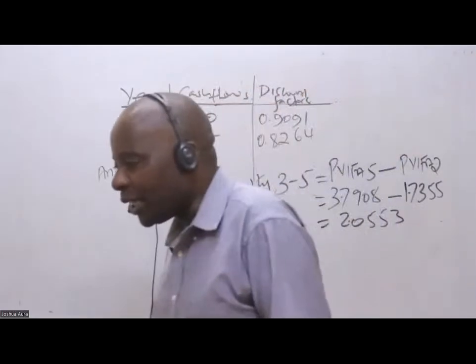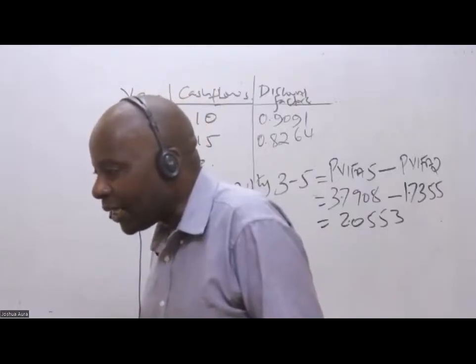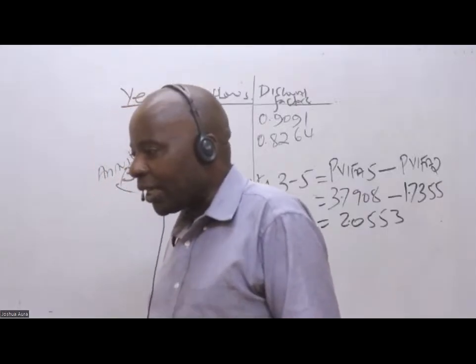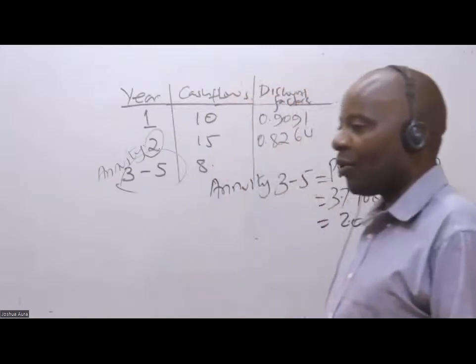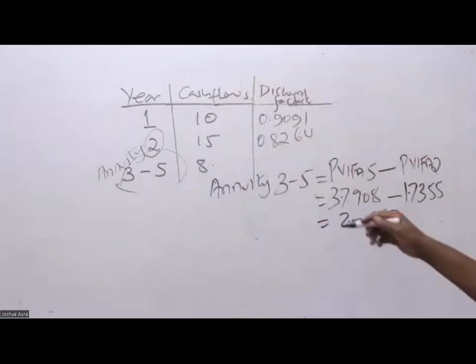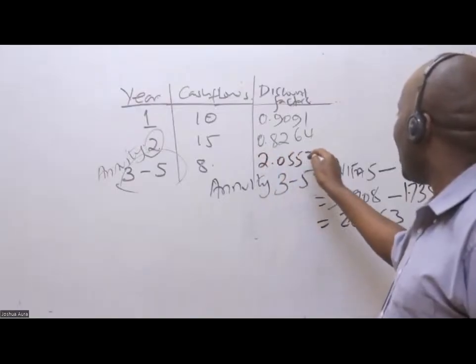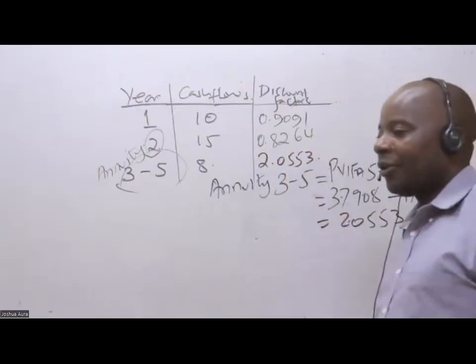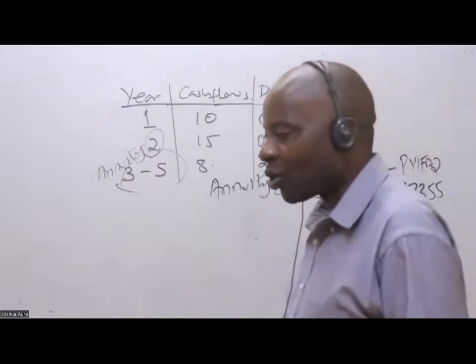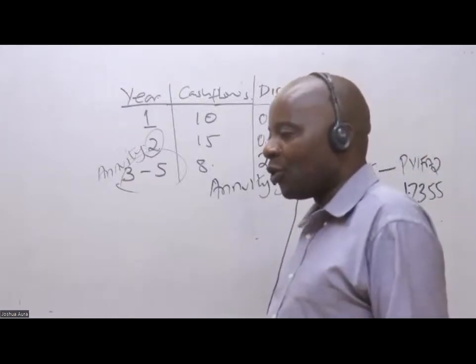Why year 2? Yet the cash flows of year 1 and year 2 are irregular. Good question. So here we are supposed to use 2.0553 like that. Our consultant asks, is it PV for 2 or for 3?